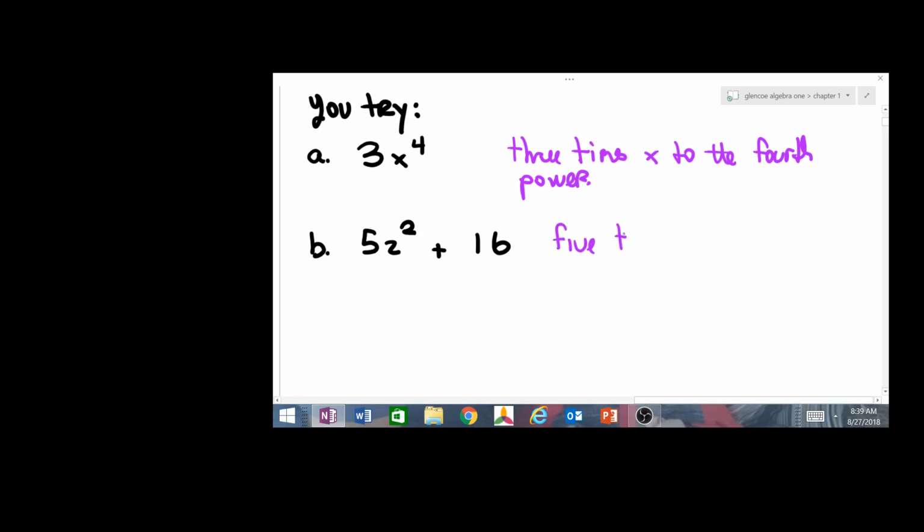5 times z to the 2nd power plus 1 times b. That's actually a 16. Oh, okay, then plus 16. Sorry. 5 times z, I should have said that, to the 2nd power plus 16. Or you could have said increased by. Yes, I put 5 times z squared plus 16. Okay, that'll work. Anybody have a question?